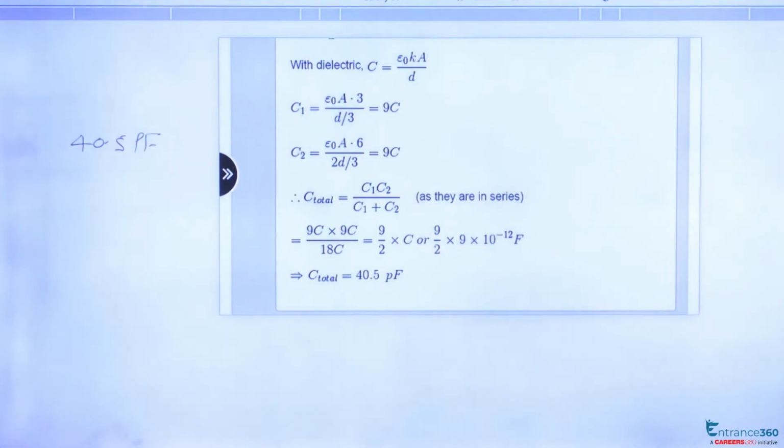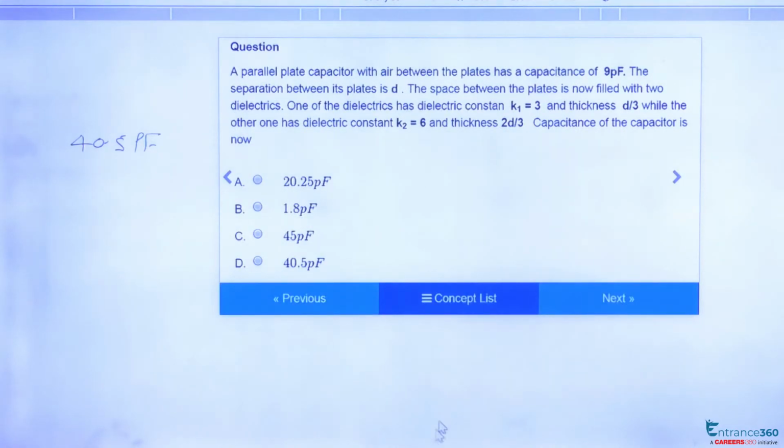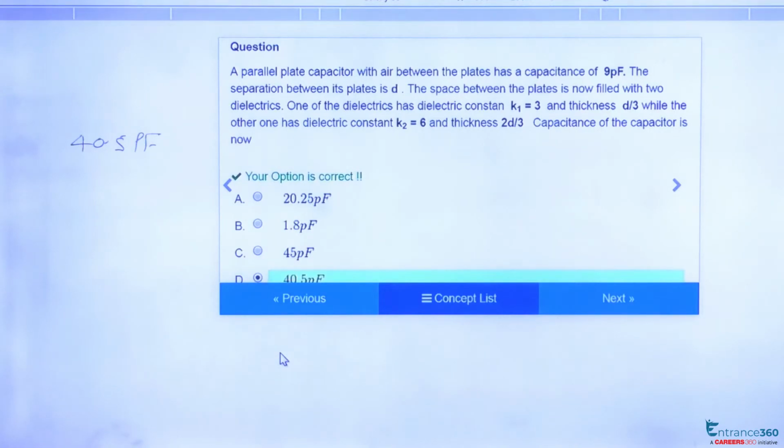Let's see the options. 40.5 picofarad is D. So D is the right answer.